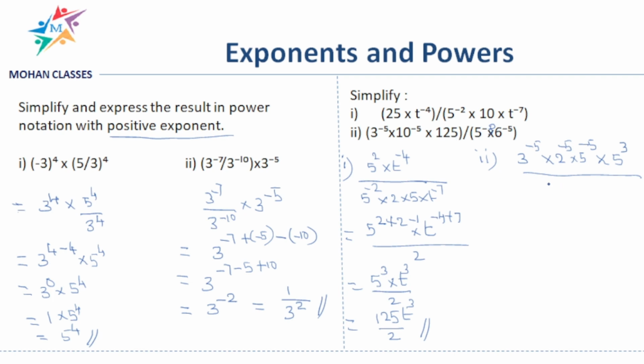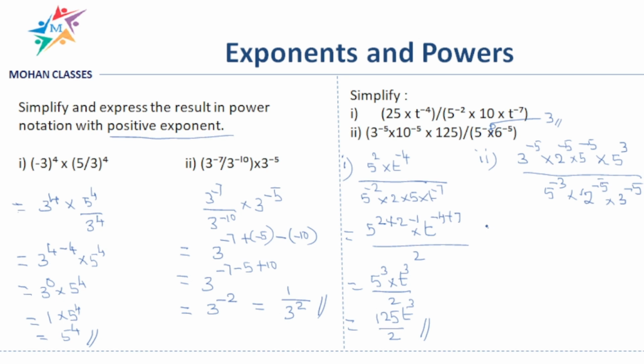Okay, 5 to the power of minus 3 into 6 to the power of minus 5. How am I going to write this? 6 to the power of minus 5, how have I written it? 2 to the power of minus 5 and 3 to the power of minus 5. Understand? This is 3. The power is 3.